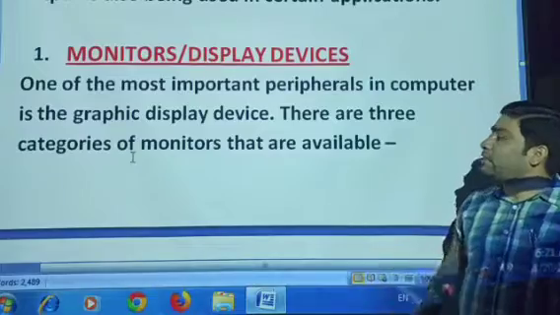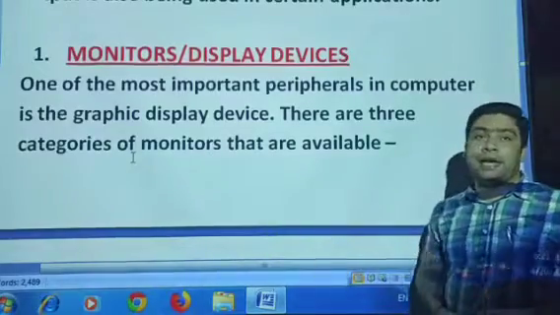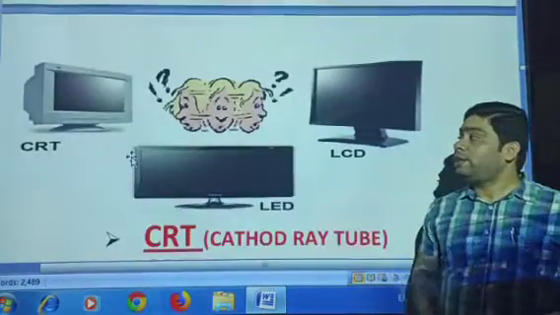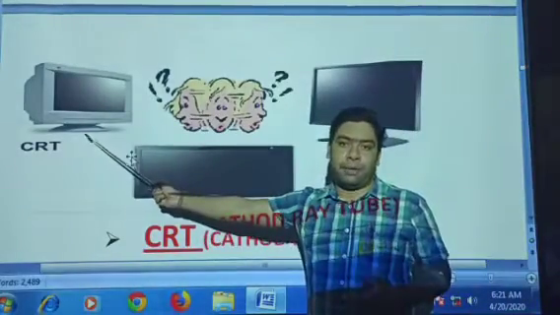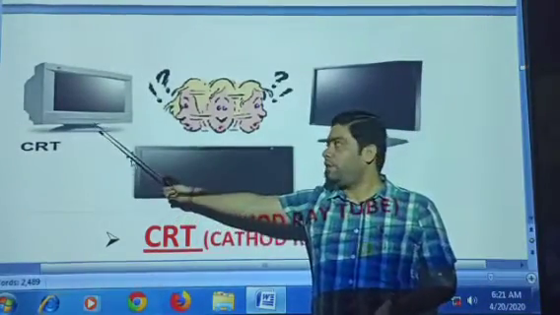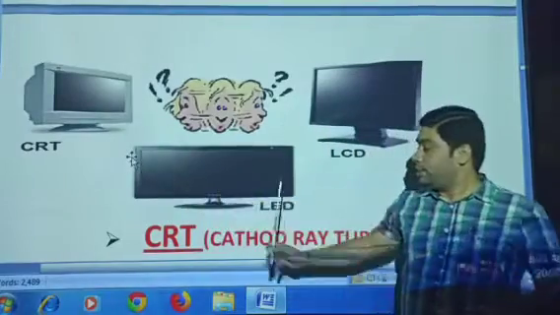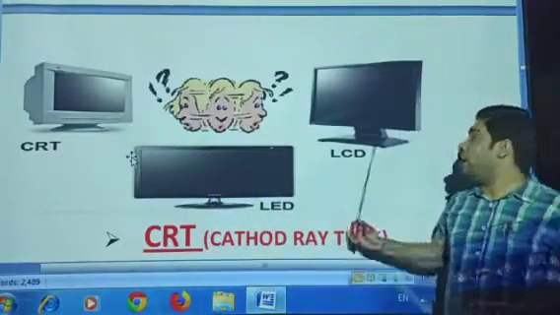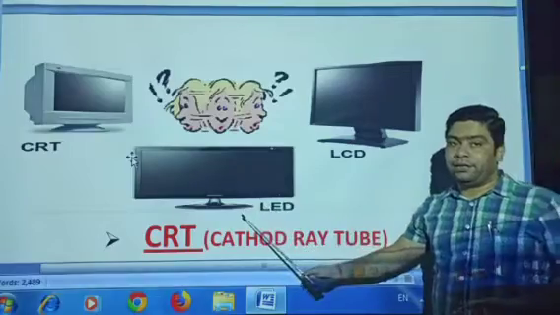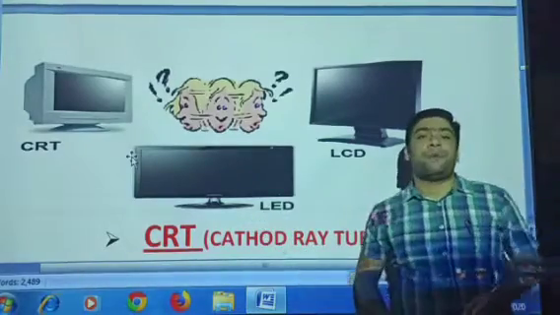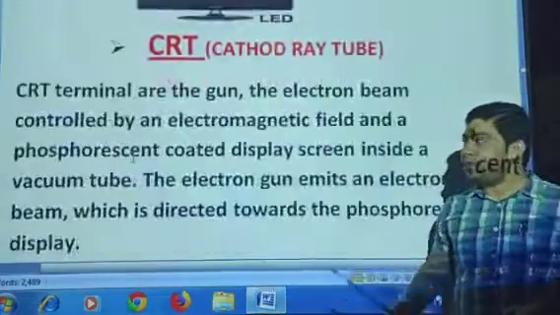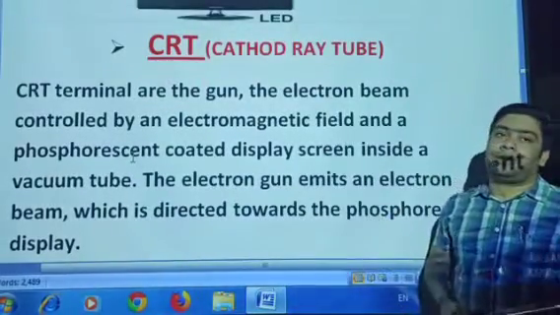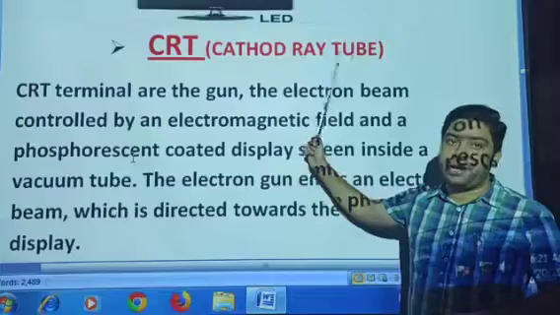There are three categories of monitors available. So what are these three types? The classic or basic one, the beginning of it, is the CRT. The second one is LED, and the next one is LCD. Start with CRT. What is the CRT? CRT, the full form is cathode ray tube.